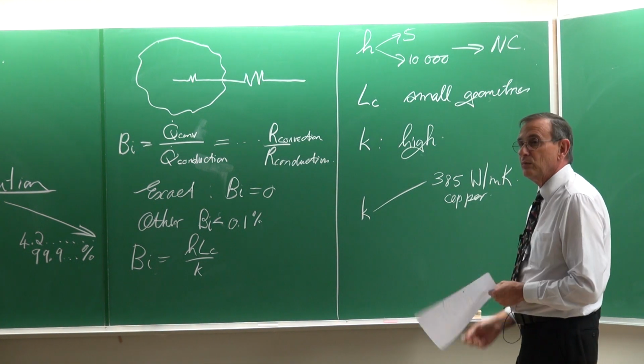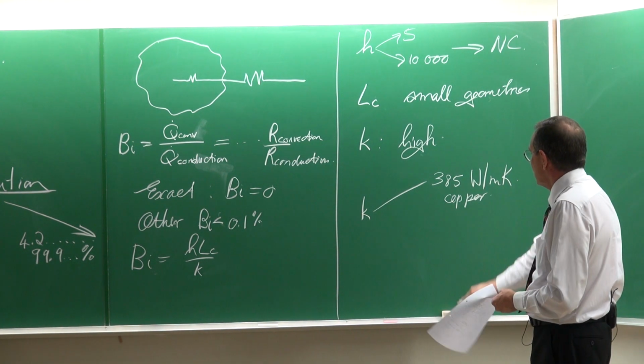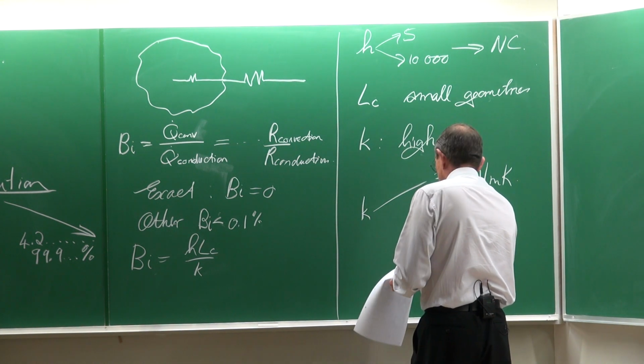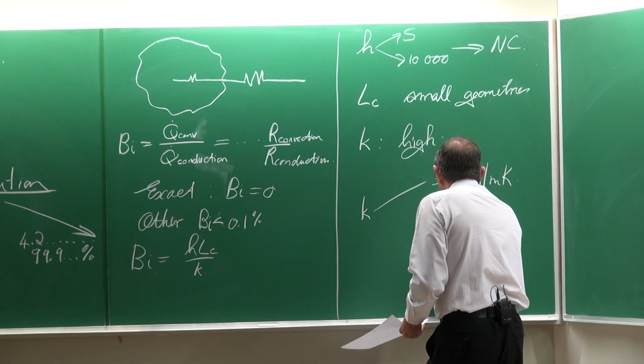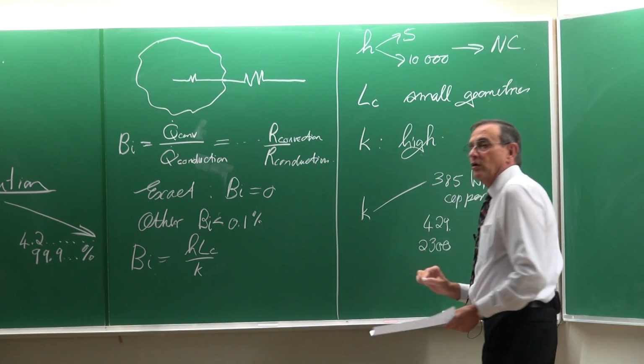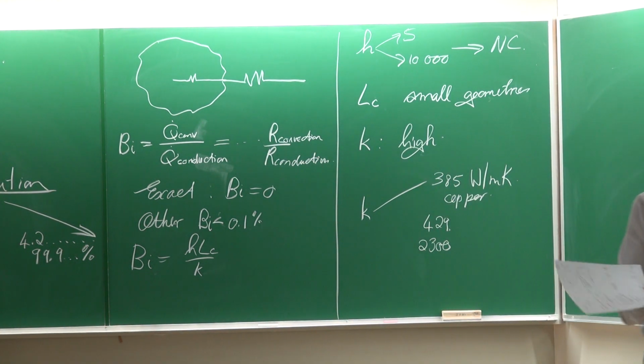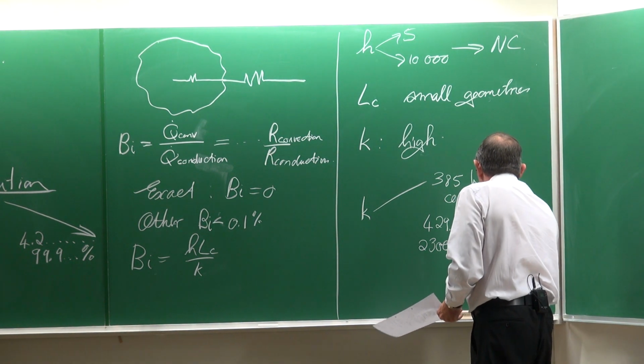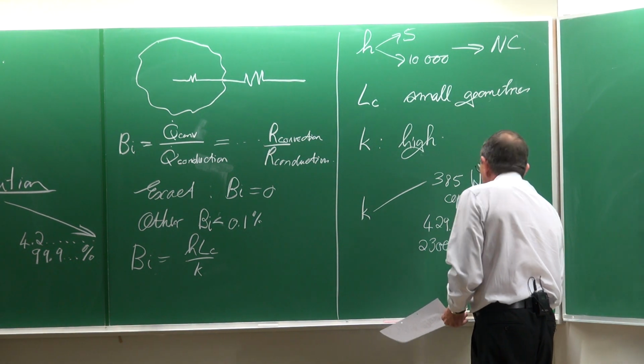And in your tables A4 to A6, you will get many more values. For silver, it is 429. What material has the highest thermal conductivity? Highest thermal conductivity is carbon, or diamond, sorry, which is made from pure carbon.